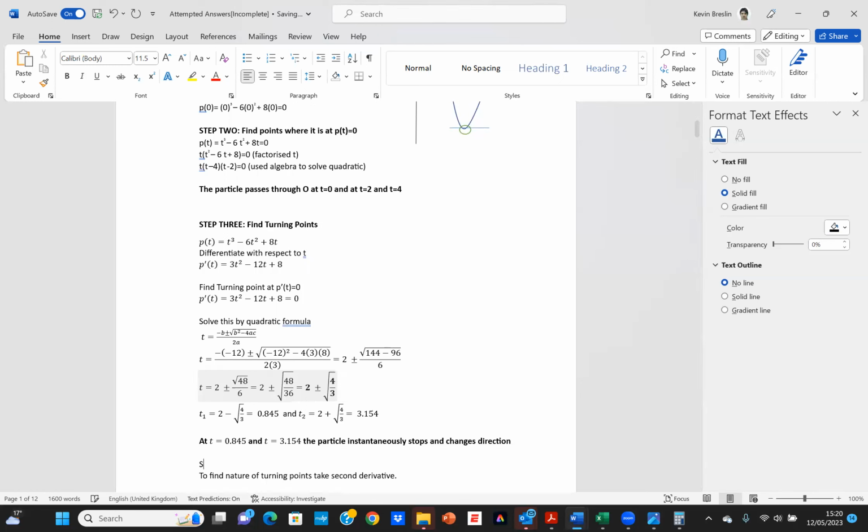So I'm going to use step 4. I don't know if this is something they ask, but find the nature of the turning points, and the second derivative.